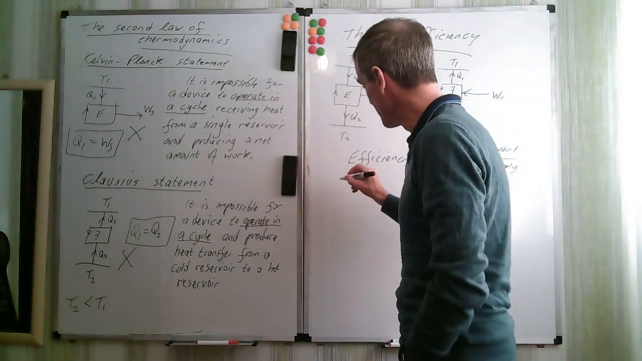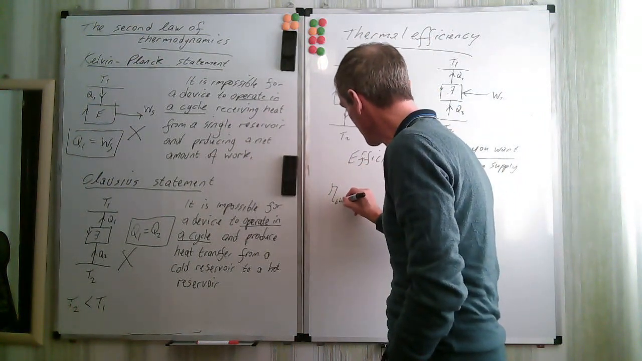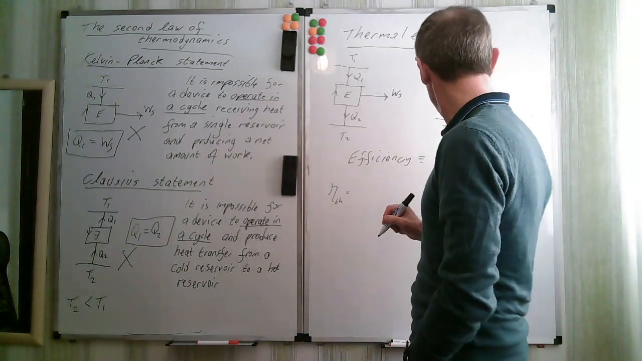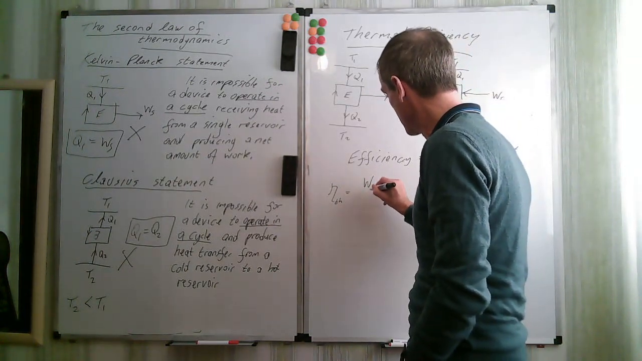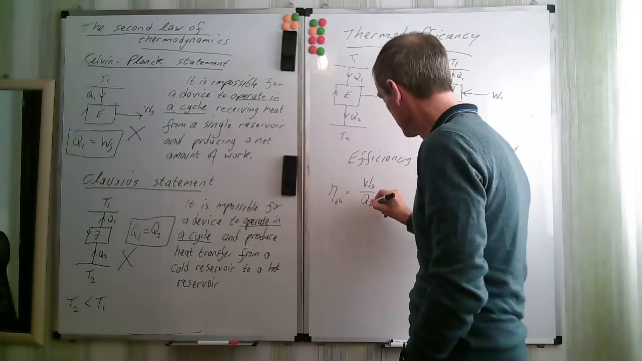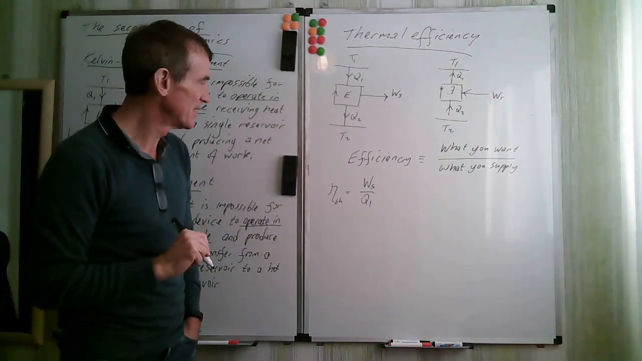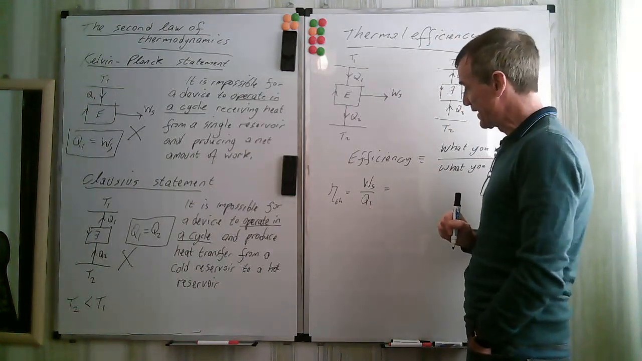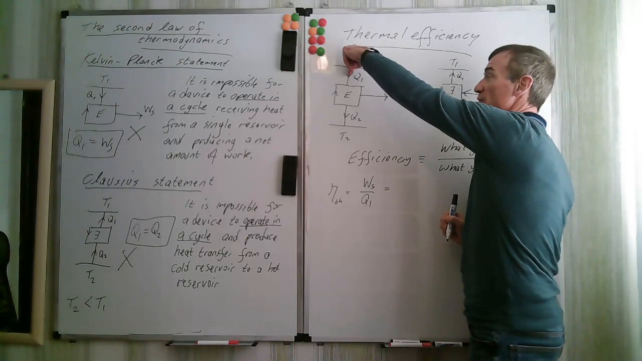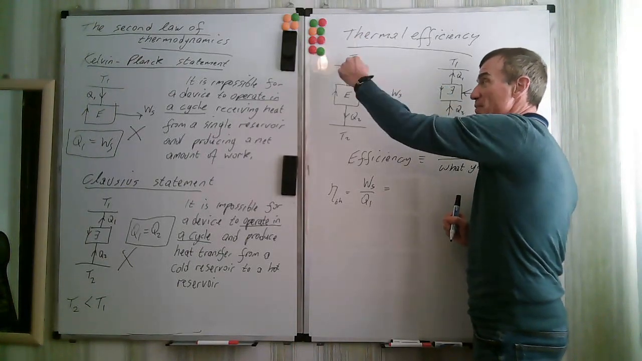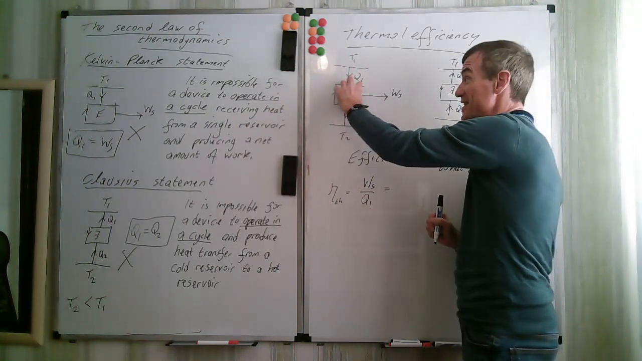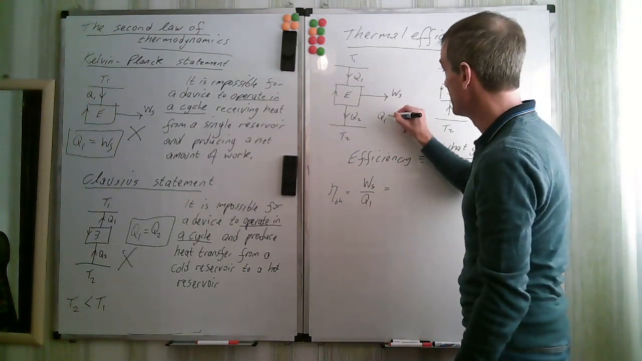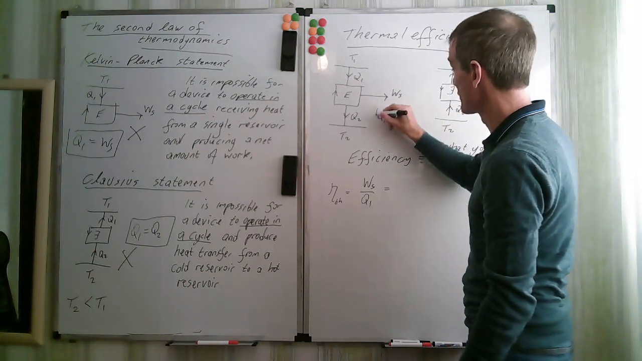So for our engine, I'm going to use the eta symbol for thermal efficiency. What you want over what you supply: I want work, WS, and what I'm supplying is Q1. So that's my thermal efficiency of an engine. We've also got the first law here. Bear in mind that the engines go around a cycle, so the energy doesn't change. What comes in must come out. So for this engine, Q1 is equal to WS plus Q2. That's our first law applied to the engine.